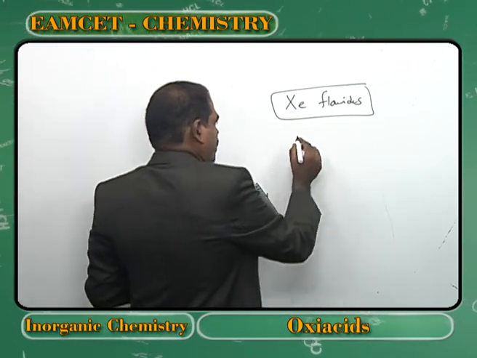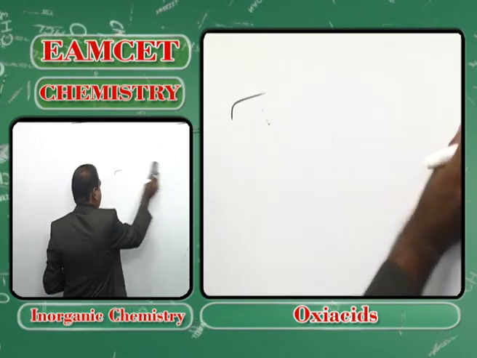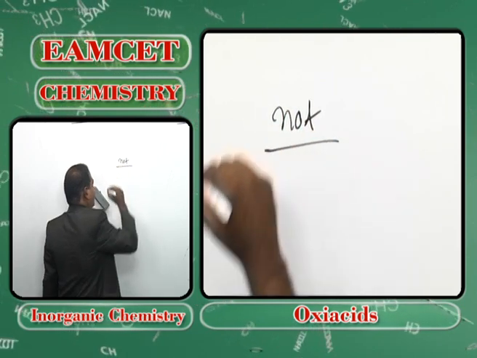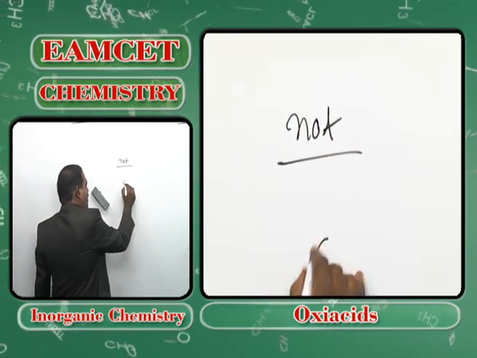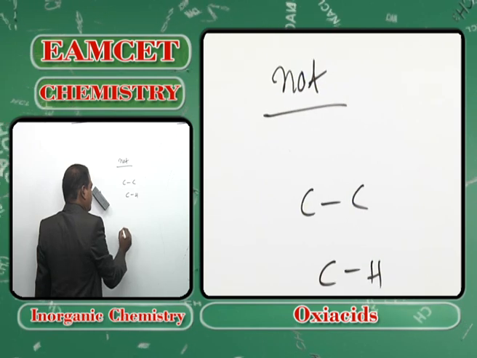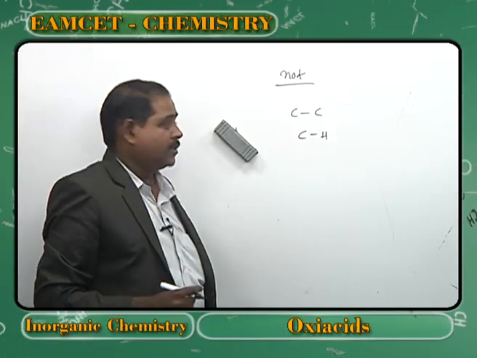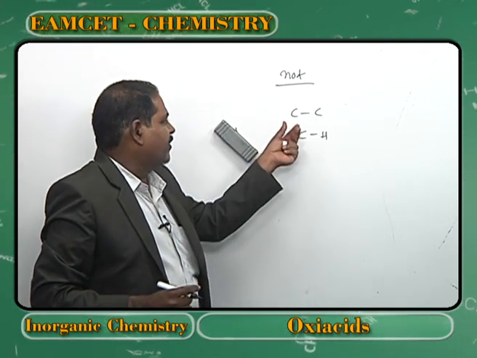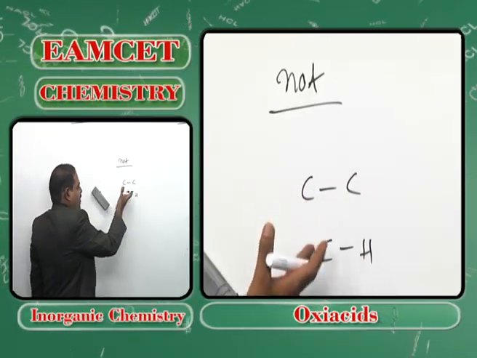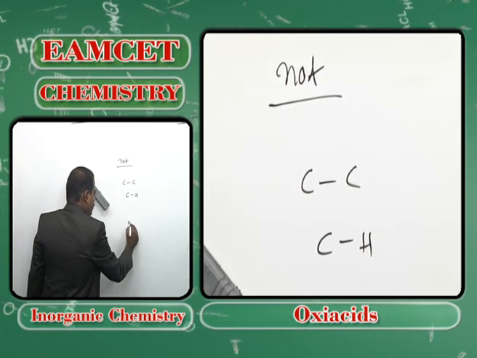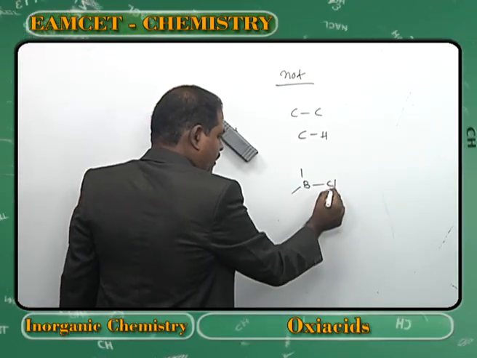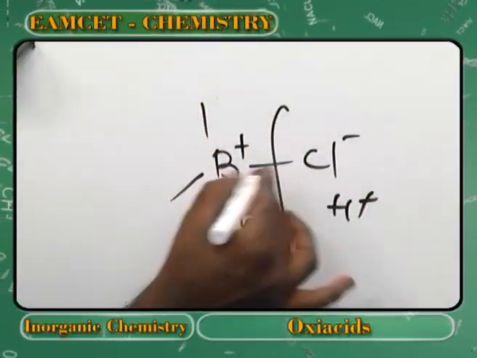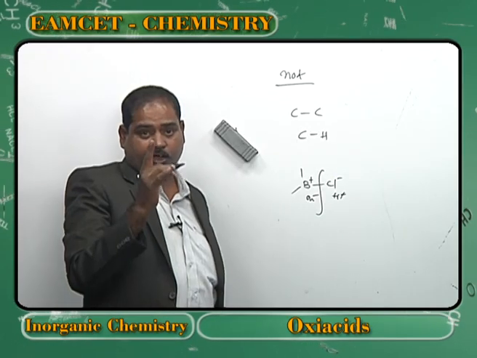There are certain molecules which do not undergo hydrolysis at all. For example, a carbon-carbon bond and a carbon-hydrogen bond don't undergo hydrolysis. Why? The bond is non-polar. I told you H plus goes somewhere, OH minus goes somewhere. Here nobody is plus, nobody is minus. But in boron chloride, at least you can say chlorine is minus and boron is plus. Therefore, H plus will attack, OH minus will attack here. So you need some kind of polarity for hydrolysis to take place.